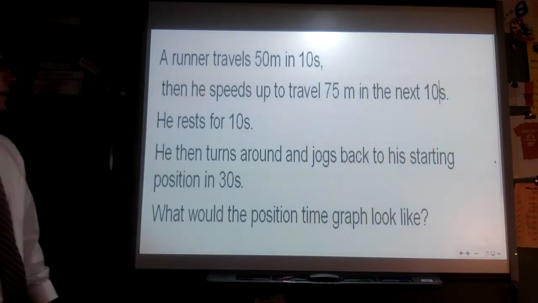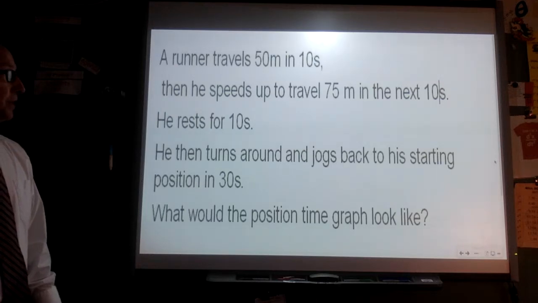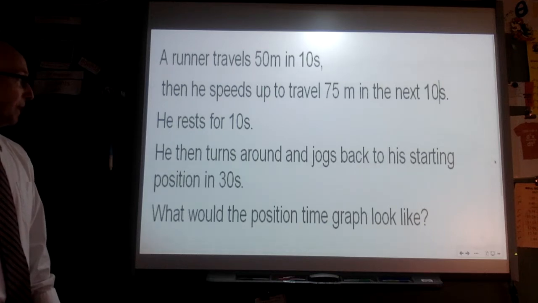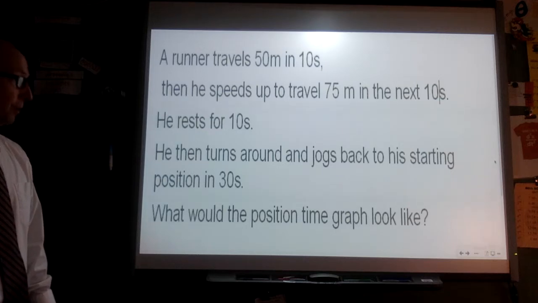All right, so an example. A runner travels 50 meters in 10 seconds. Then he speeds up to travel 75 meters in the next 10 seconds. He rests for 10 seconds. He then turns around and jogs back to his starting position in 30 seconds. What would the position time graph look like?